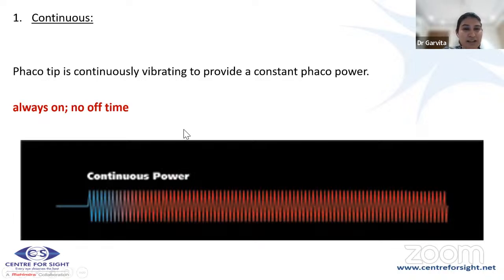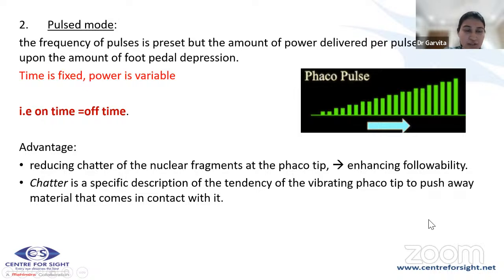Continuous power, phaco tip is continuously vibrating to provide constant power as suggested in this diagram. It is always on and there is no off time. Pulse mode, the frequency of the pulses is already entered into the system, but the amount of power per pulse depends upon the amount of foot pedal depression. What that means is the time is fixed, but the power is variable and it increases as you depress the foot pedal. Therefore, on time is equal to off time. Why? Because the time is fixed. What is the advantage? It reduces chatter of the nuclear fragments at the phaco tip and enhances followability.